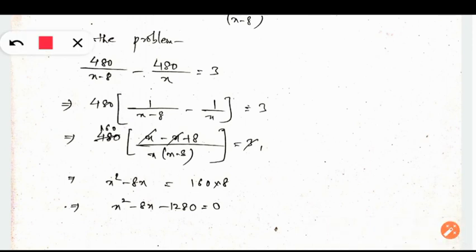I have taken 480 as common, then after simplification, which you know better than me, I got this equation. With the help of this equation we can find x, which is the speed of the train. I do hope that you have understood this session: how to frame a quadratic equation, and how to know whether the given equation is quadratic or not. Based on these two concepts, we have solved one exercise of your book, exercise 4.1. We will do the next exercise as well, exercise 4.2, where you will learn how to solve the quadratic equation by different methods. Okay, thank you.